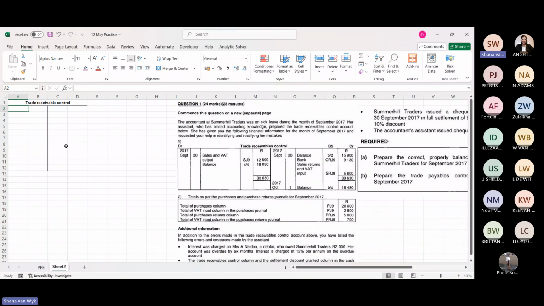Okay, let me fill in what we have and then we're going to have to fix the things. Following errors and omissions made. Okay. Sales and VAT. Output. Balance.